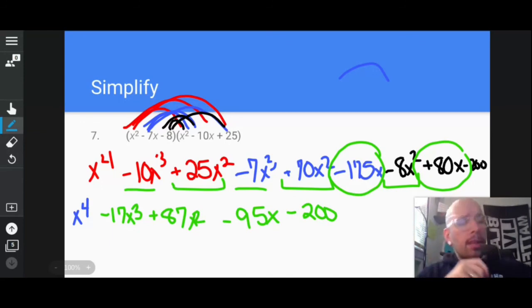So that, ladies and gentlemen, is the distributive property and FOIL. We're going to do that quite a bit in calculus. Make sure you feel comfortable doing it. It's going to happen a lot.